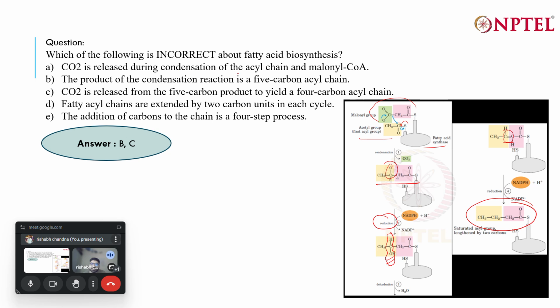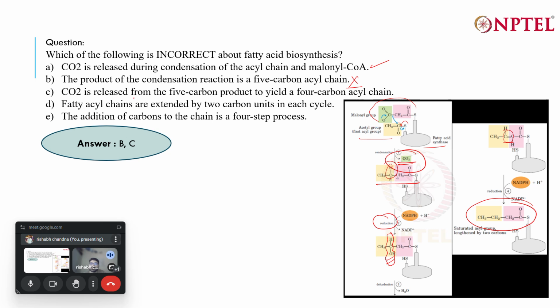CO2 is released during condensation of the acyl chain and malonyl coenzyme A. Yes, this is correct. So in this condensation, CO2 is released. The product of condensation reaction is a 5 carbon acyl chain. No, it's a 4 carbon chain, because one carbon is released as CO2.